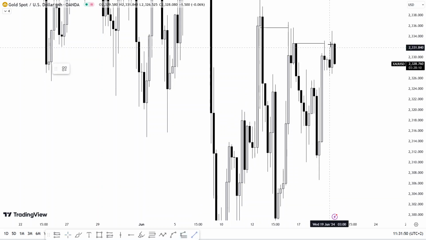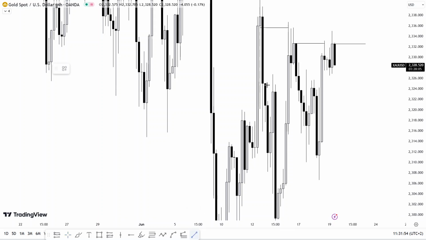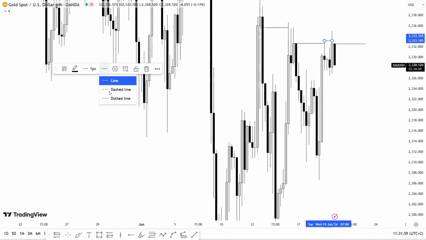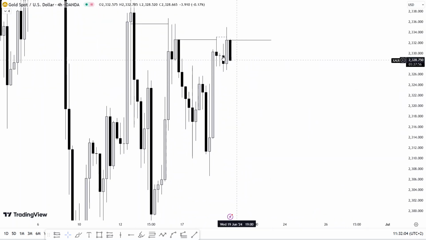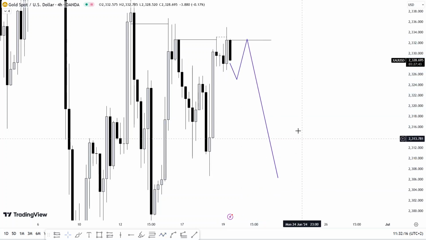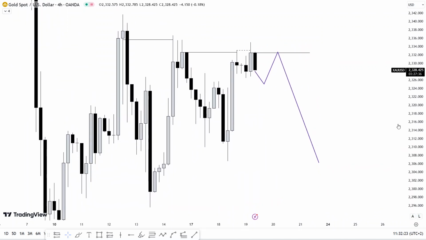So what's gonna happen right now, I'm just gonna mark up this area and then mark up what happened. We took out liquidity, and then I'm just gonna wait for it to maybe close below here, and then look for a possible move like that. Right, this is a possibility. That's a difference between a signal and also a setup.